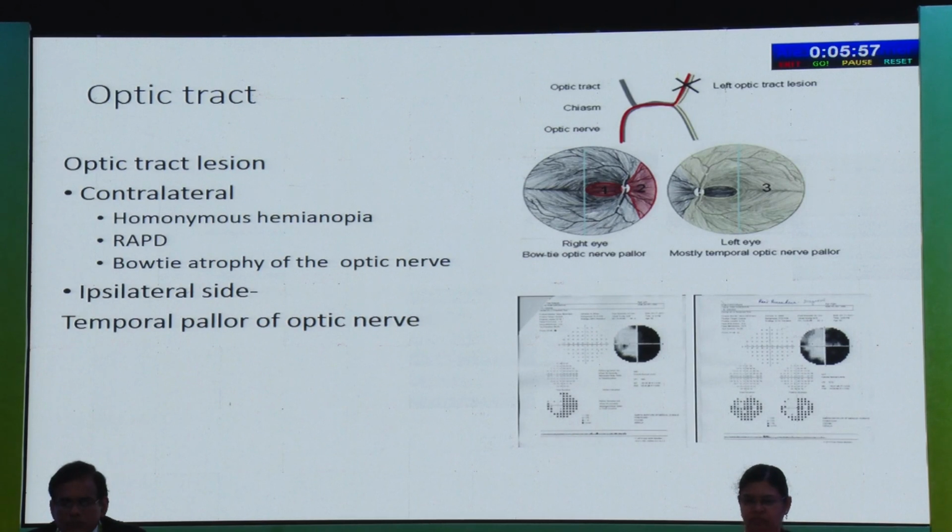So coming to optic tract lesion, an optic tract lesion causes contralateral homonymous hemianopia, RAPD, and atrophy of the optic nerve on the contralateral side. And on the ipsilateral side, you get temporal pallor of the optic nerve.